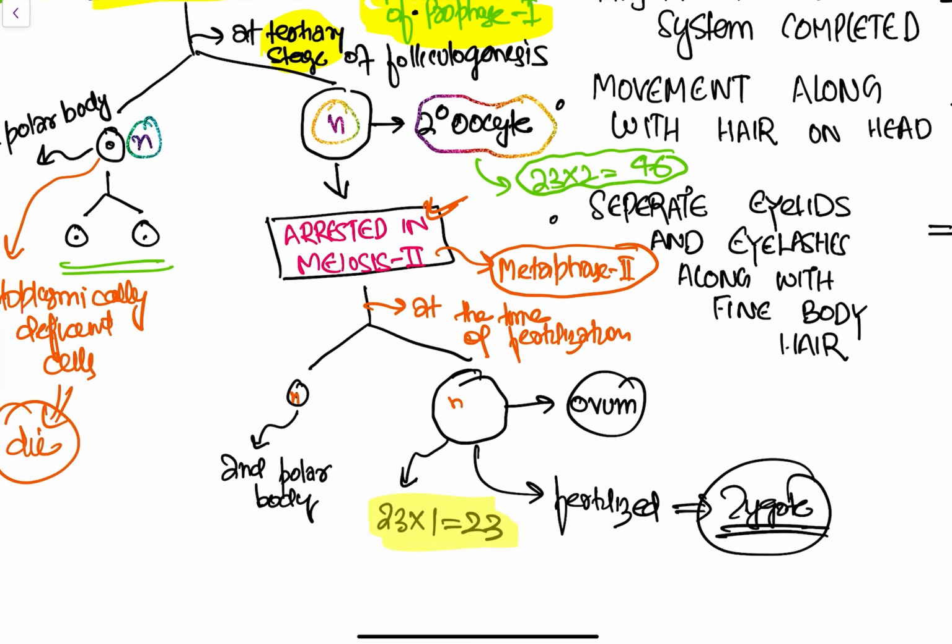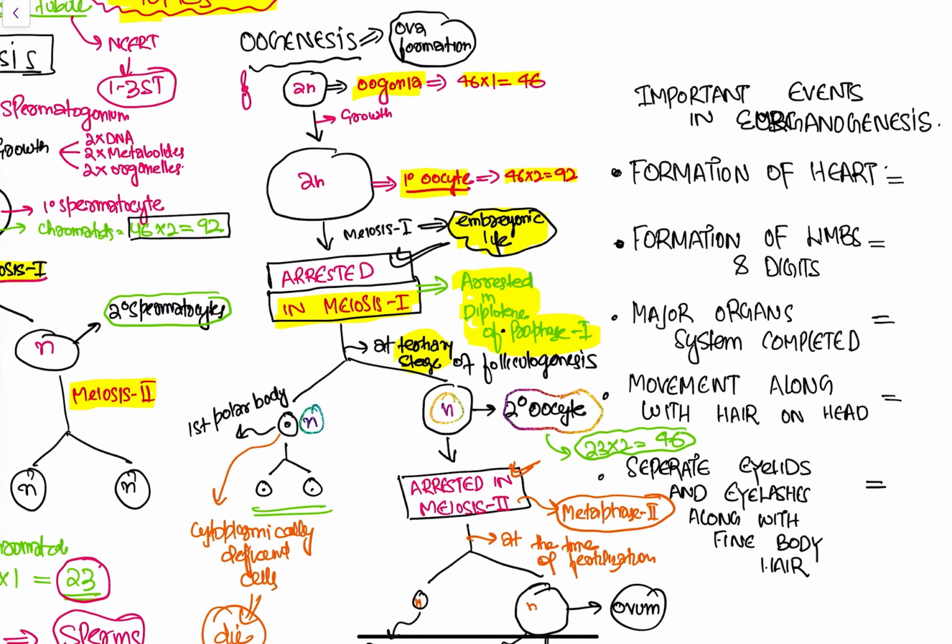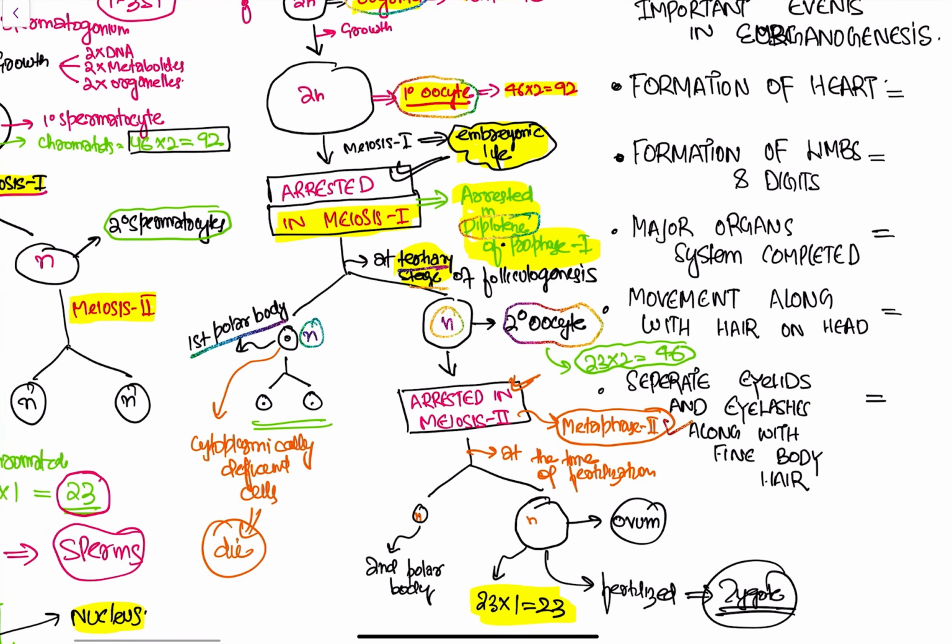So this is the number of chromatids. You should look at this. So what did we say? It started with oogonia, and oogonia underwent growth phase. They formed primary oocytes. Primary oocytes were arrested in meiosis first, in diplotene phase of meiosis first, and then at tertiary stage of folliculogenesis, the meiosis got released, and we got first polar body and secondary oocyte. First polar body degenerated, and secondary oocyte entered meiosis second, but got again arrested in metaphase second.